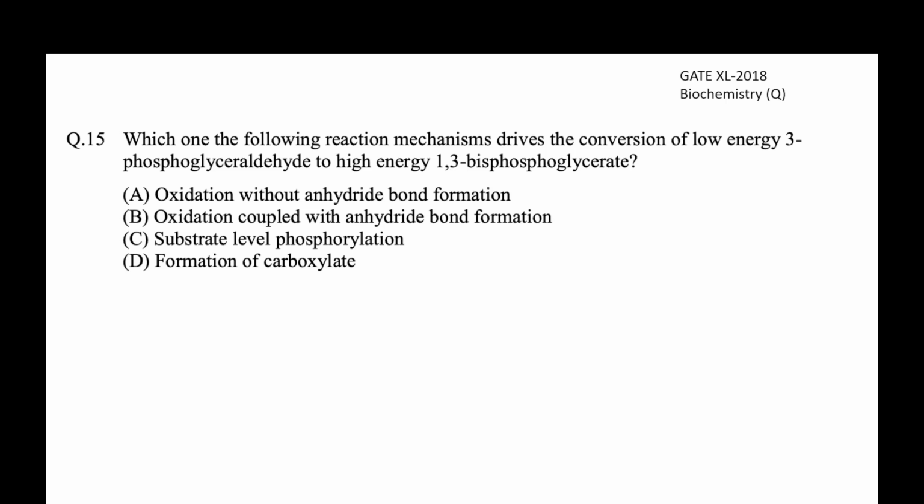Here it has been asked, which one of the following reaction mechanisms drives the conversion of low energy 3-phosphoglyceraldehyde to high energy 1,3-bisphosphoglycerate. So we have the glycolysis steps, right? So in glycolysis, what happens? We start from 6 carbon glucose, which gets converted to 2 3-carbon sugars, that is pyruvate.